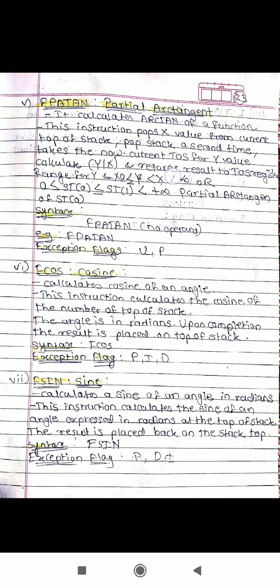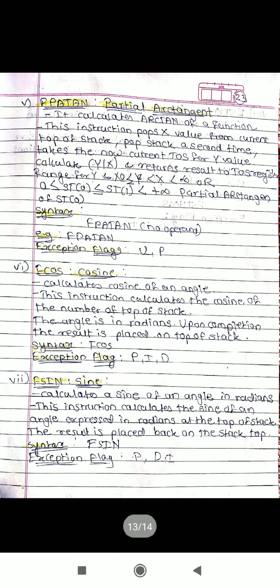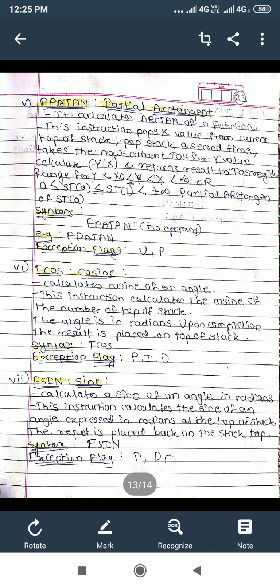The range for this is given here. Syntax for this arc tangent is like this: FPATAN with no operand, and the example is like this: FPATAN. Exception flags for this: the interrupt flag and the parity flag.